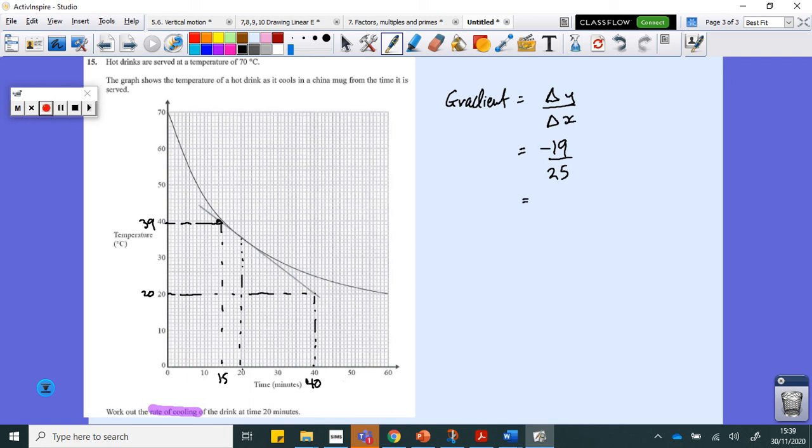So I look at my gradient there, I can just put that into a calculator: negative 19 over 25, or negative 0.76 degrees per minute. You get a little bit of leeway with that. We can either say it's cooling at 0.76 degrees per minute, or we're looking at the gradient, it's negative because I'm losing 0.76 degrees per minute. Either one.